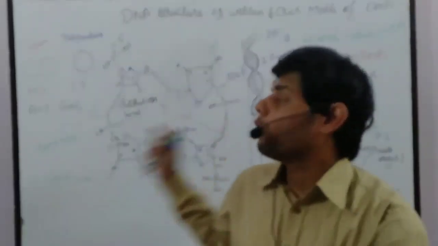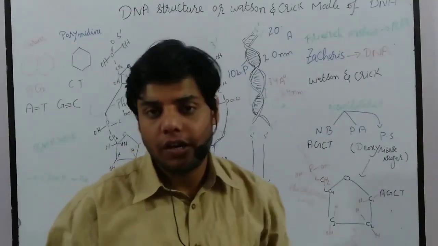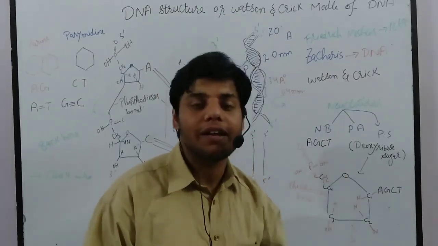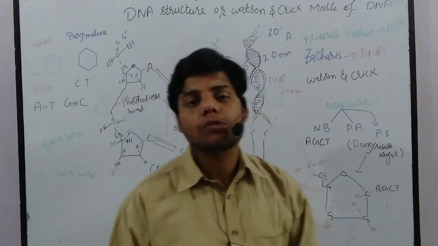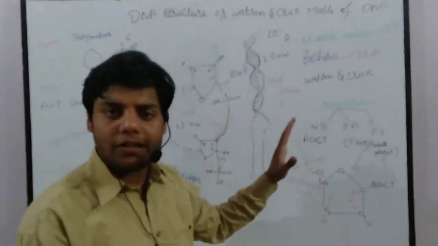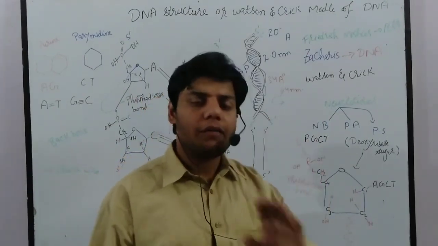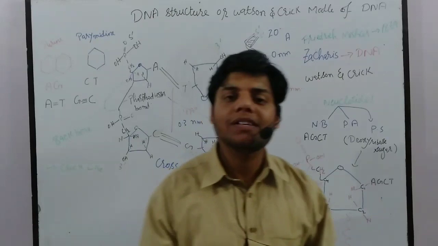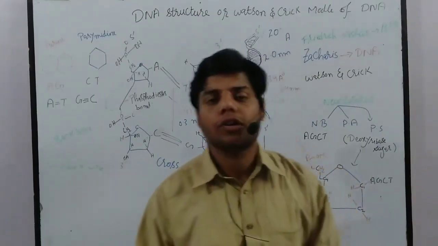So that's all about the DNA structure and the Watson and Crick model. I hope you get an idea of how the DNA structure will look like. Inshallah, in the next video lecture, we are going to see the RNA structure. The RNA structure is the same, but the difference is just that RNA has ribose sugar.